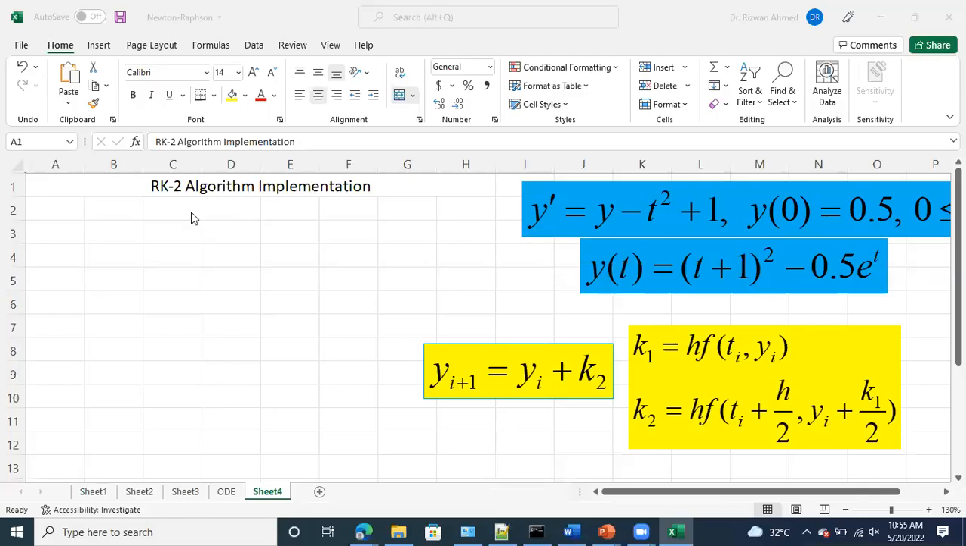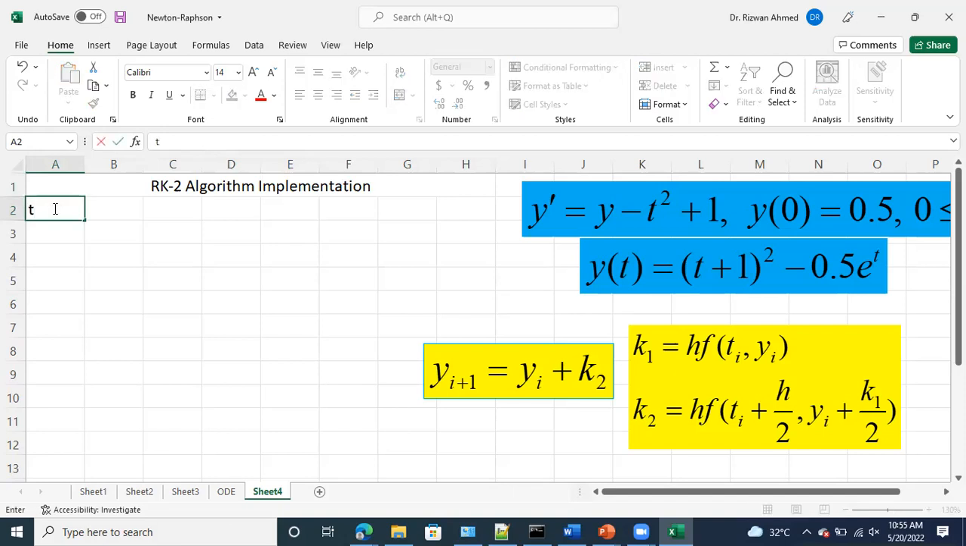The objective of this demonstration is to implement the RK-2 method on the problem y prime equals y minus t squared plus 1, where the initial condition is specified as y of 0 equals 0.5. And we have the analytical solution with which we will compare our numerical calculations. The RK2 strategy comes with two K calculations, K1 and K2. So here I'm going to implement it.